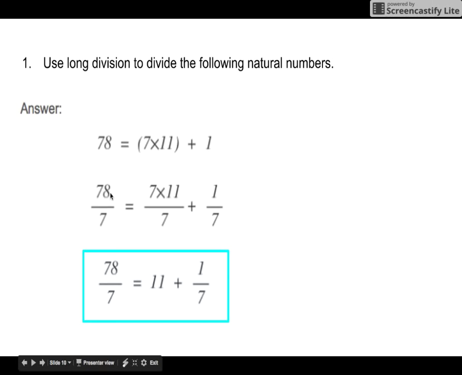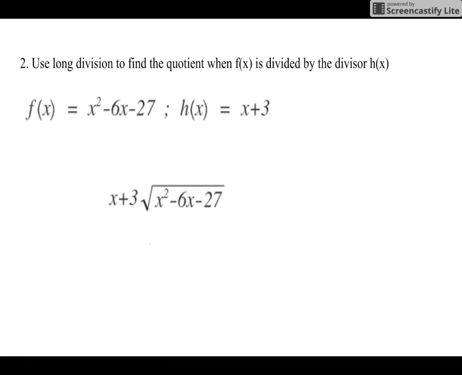But to find the answer, we're going to divide each of these integers by 7, including this one. And this will give us 78 over 7 equals 11 plus 1/7, which is our answer. That's the quotient that we were looking for. So now to find long division with polynomials.